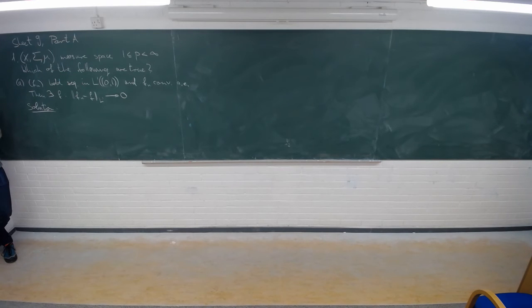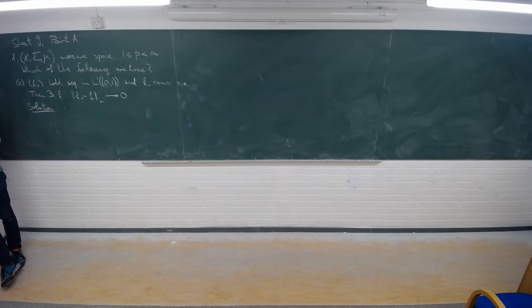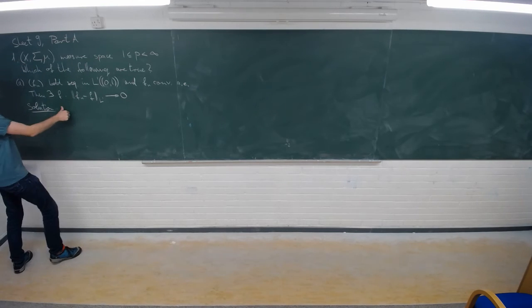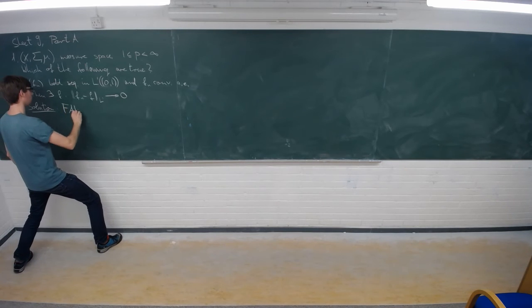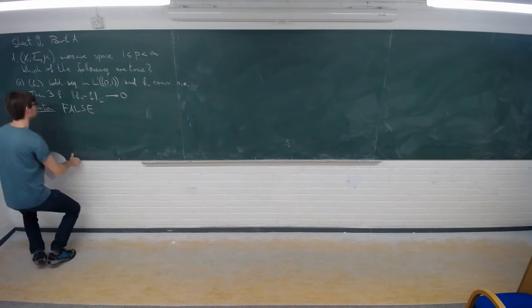If we consider f_n equal to n times the characteristic function of the interval 0, 1/n, we have that f_n goes to 0 almost everywhere, but the L1 norm is equal to 1. So it's not true. Yes, that's right. You still have to argue why there's no limit function, but yes, that's fine. So the statement is false, and the counterexample is the right one.